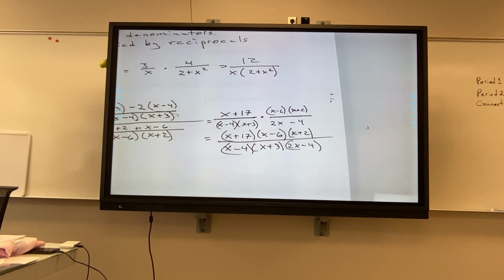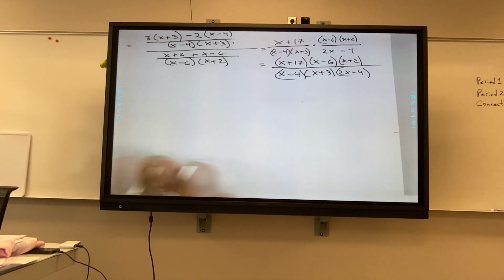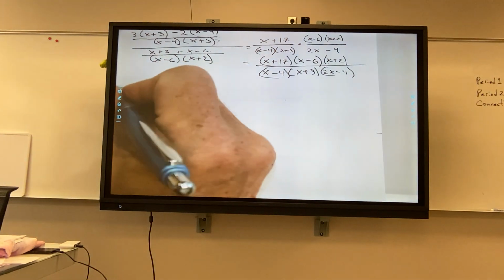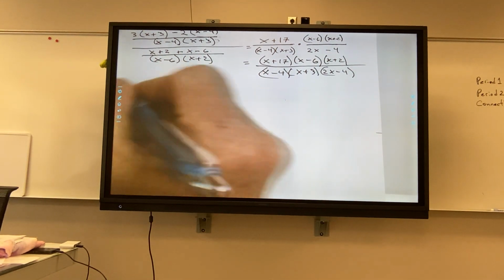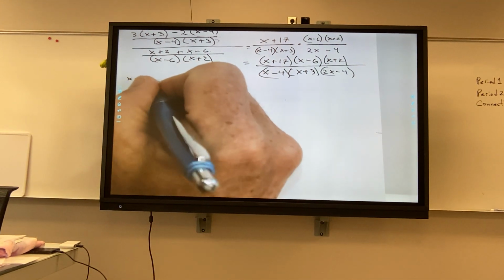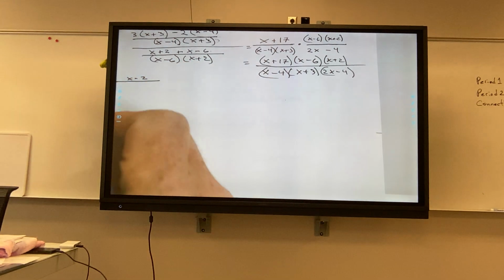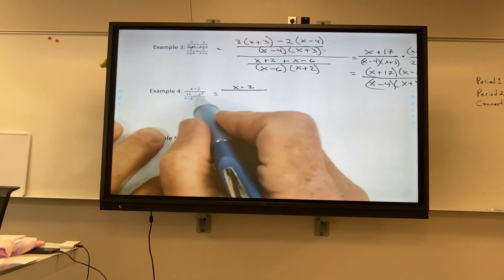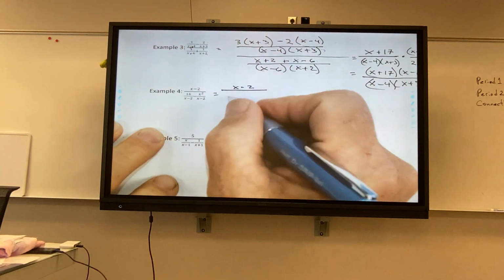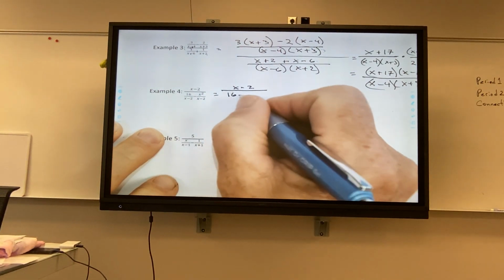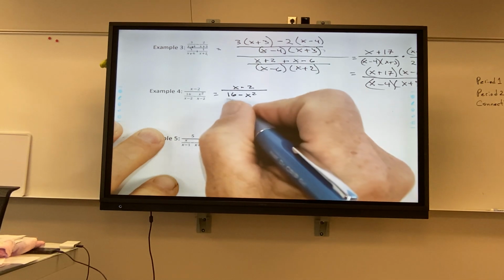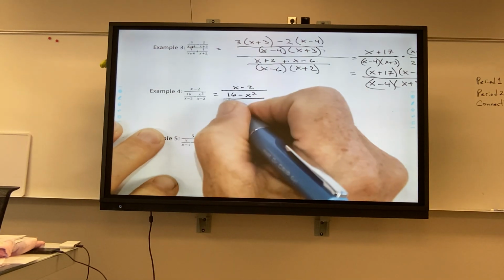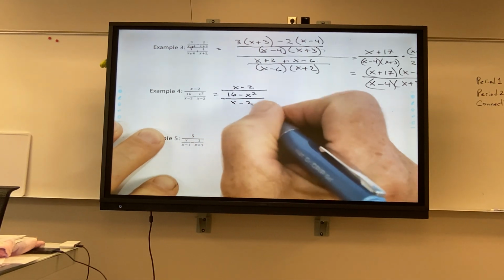Example 4. Well, now what I'm going to have, I'm going to have x minus 2 divided by, well, they're already, oops, sorry. x minus 2, they already have a common denominator, so I can say 16 minus x squared over x minus 2, correct?